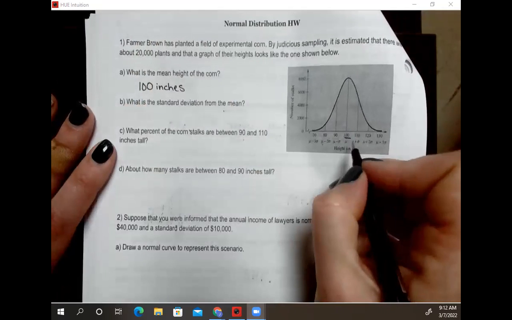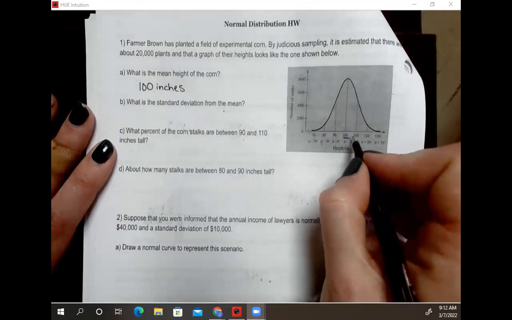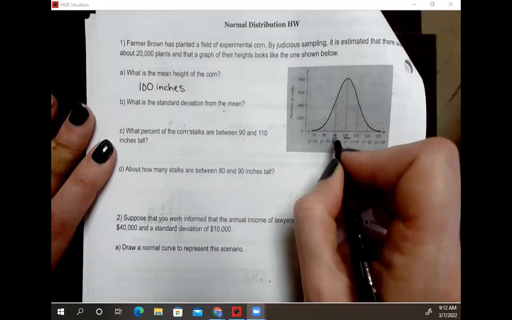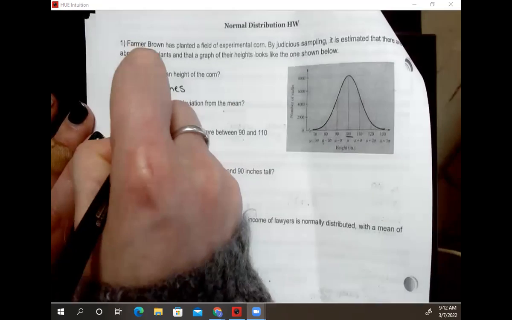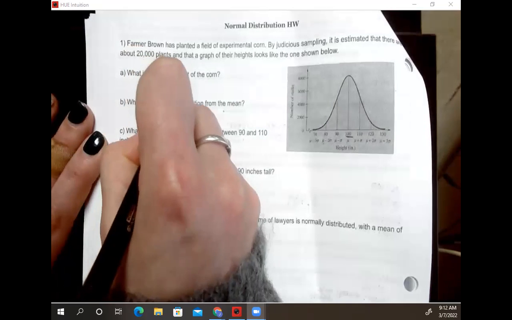What's the standard deviation? Here's our mean, and our standard deviation is how much I add or subtract as I move away from the mean. So our next line is labeled as 110. Our mean is 100. One line up is 110. That means our standard deviation is 10 inches. With me so far? Okay.